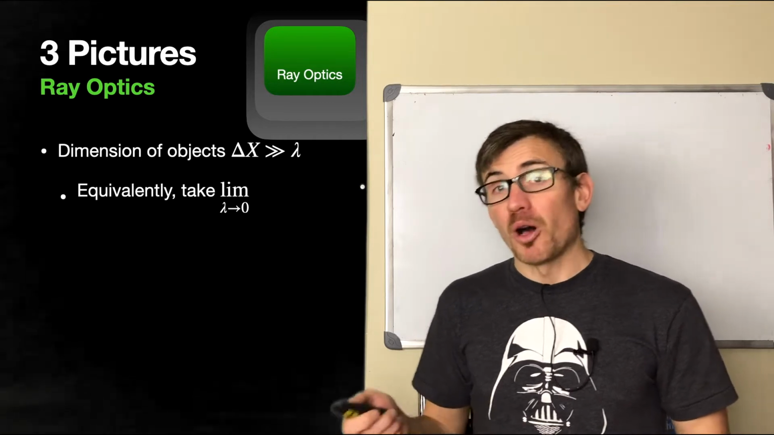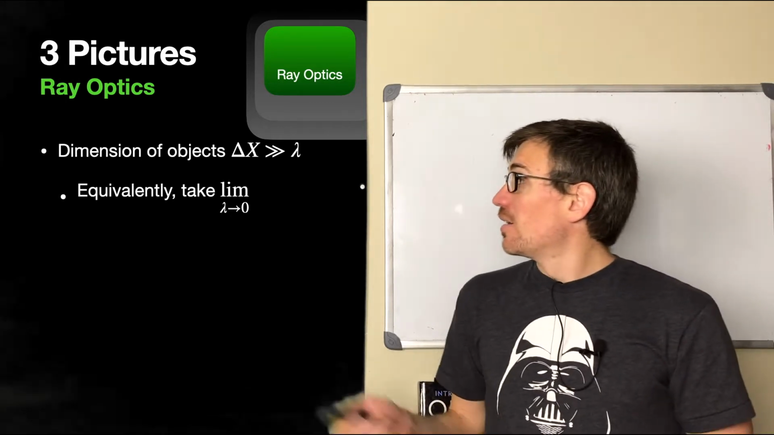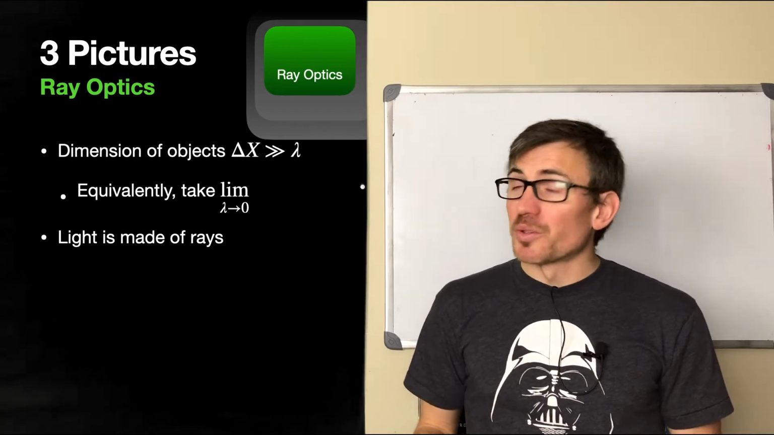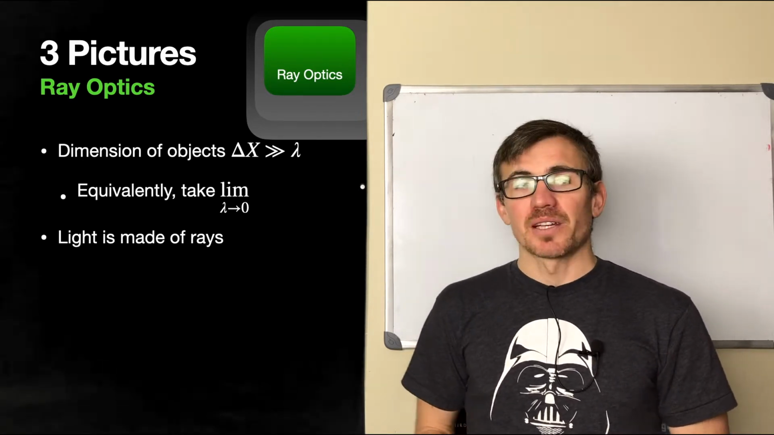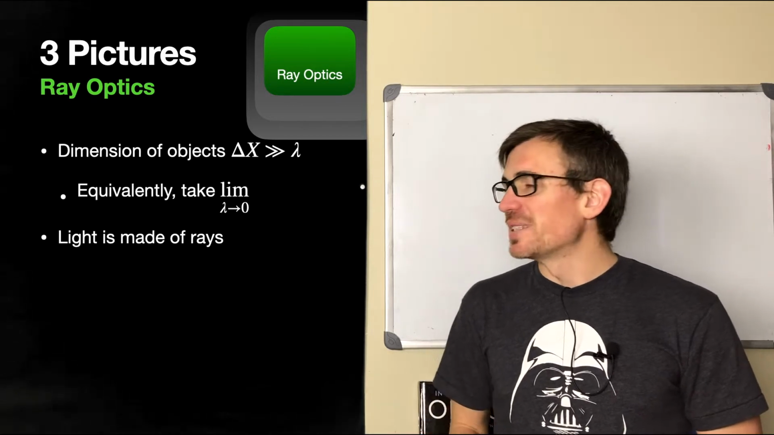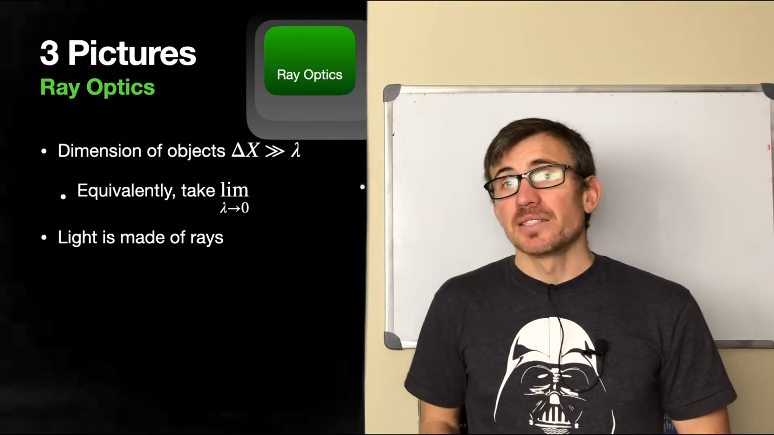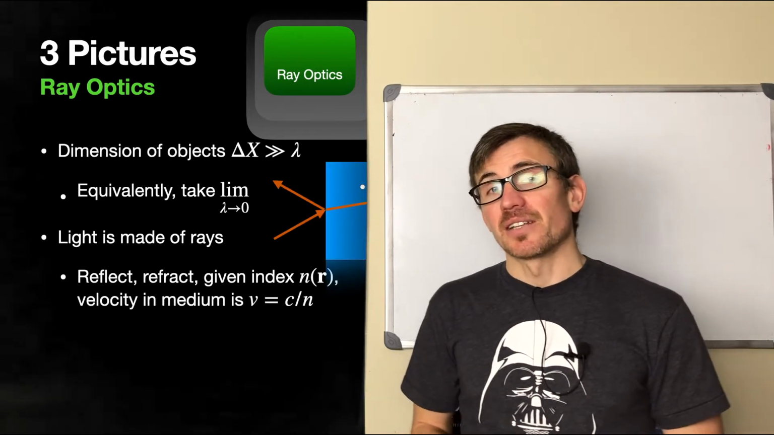Okay, so what are the postulates of ray optics? Well, we just said that light is made of rays. Now we don't know what those rays are. What are the rays made out of? It just delays that question. But light is made out of rays, and they travel in straight lines at the speed of light. More on that in a second.